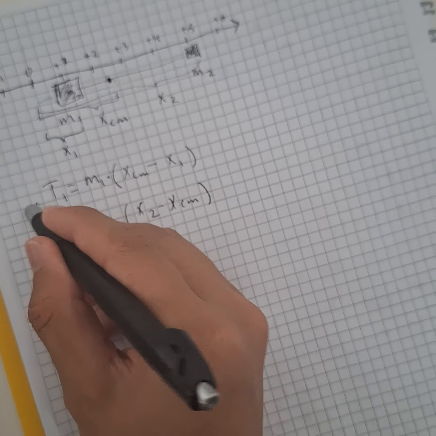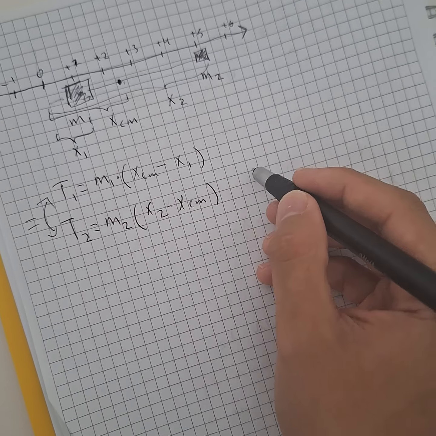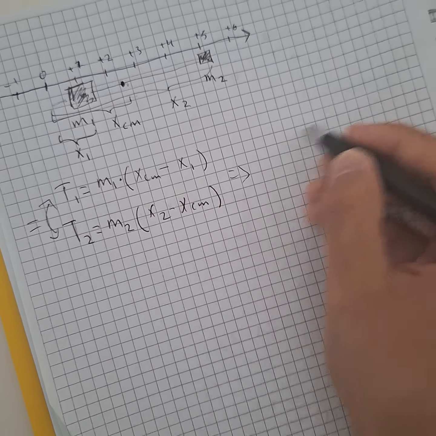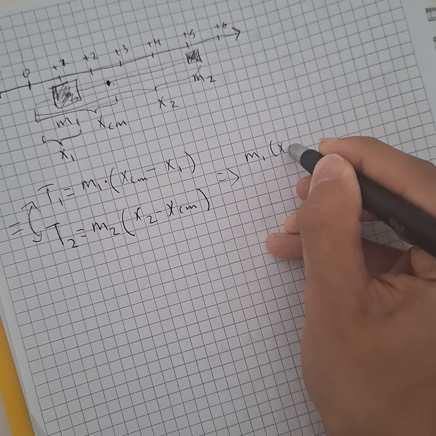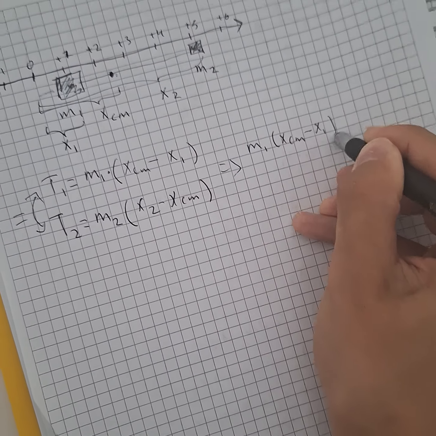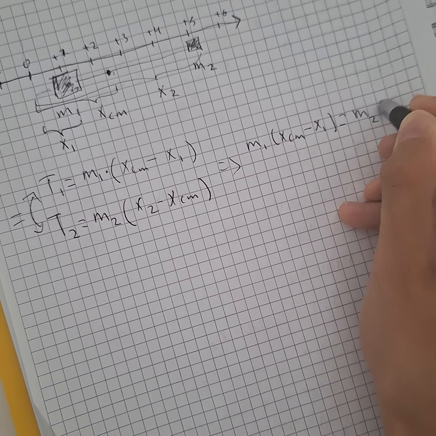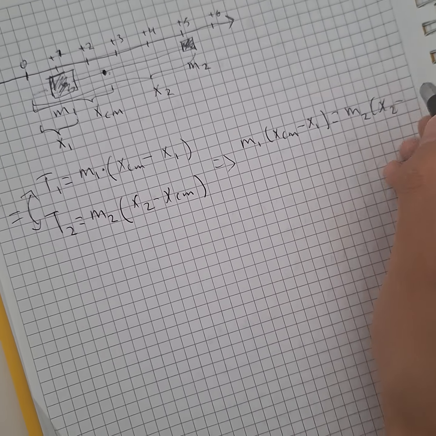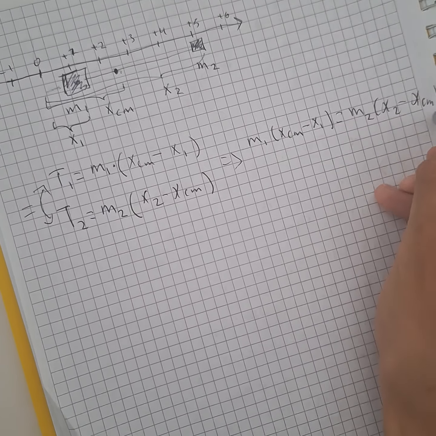Now these two torques have to be equal. So we're going to set these equal: m1 times (xcm minus x1) is equal to m2 times (x2 minus xcm).